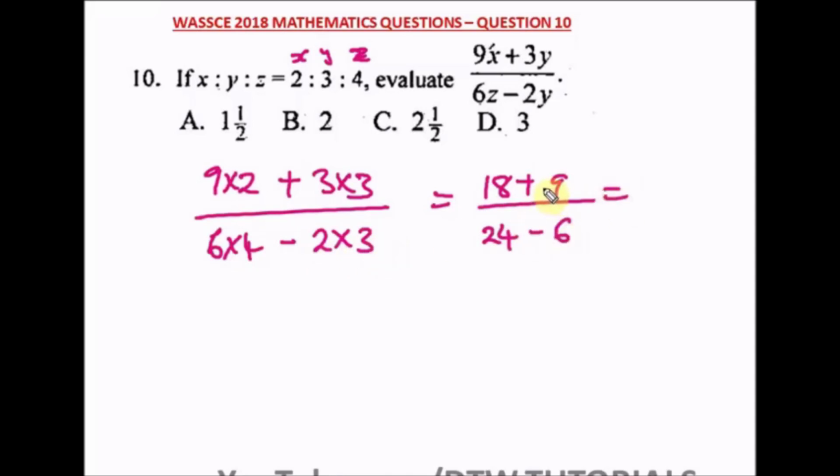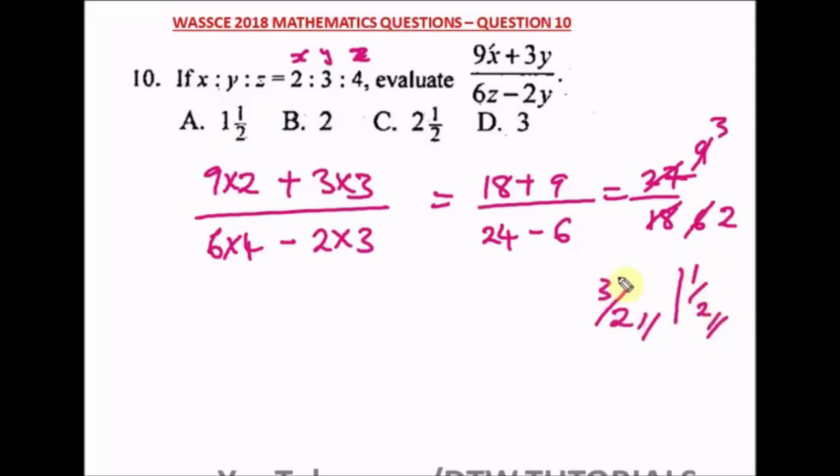Okay, so 18 plus 9 will give us 27, and 27 divided by 24 minus 6 will give us 18. So here what can go? I think a 3 can go. 3 will go into 27 how many times? 9 times. And 3 will go into 18 how many times? 6 times. 3 again can go into 9 3 times, and into 6 2 times. So we have 3 over 2 as our answer. Okay, we don't have 3 over 2 as an option, so we have to convert this improper fraction to a mixed number. So 2 into 3 will go 1 time, remainder 1 over 2. So this is our answer, and our right option here is option A.